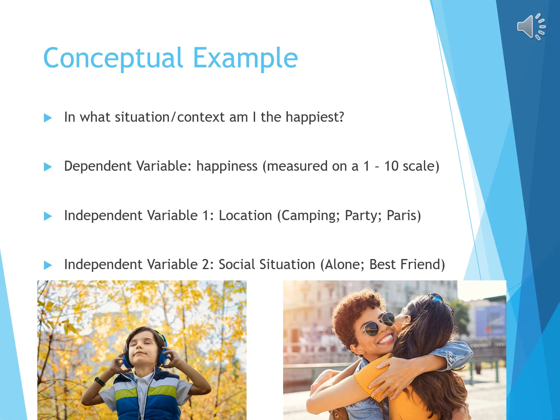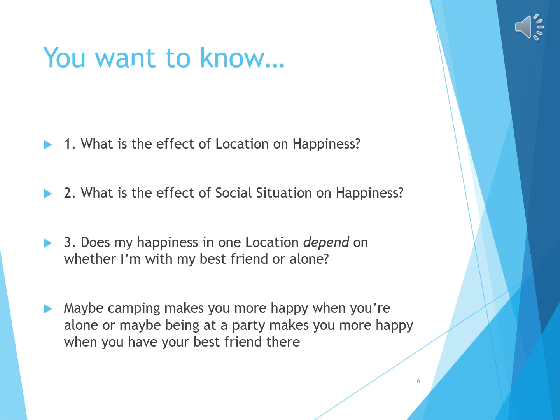But what if we want to add a second variable or factor, which is the social situation that you're going to also be in? So this would have 2 levels. You're either alone or you're with your best friend. And now we can say, okay, well, how does the social situation itself affect my happiness? Just thinking about being alone versus average happiness when you're with your best friend. So far we can ask, what is the effect of location on our happiness? We can also ask, what is the effect of the social situation on our happiness?